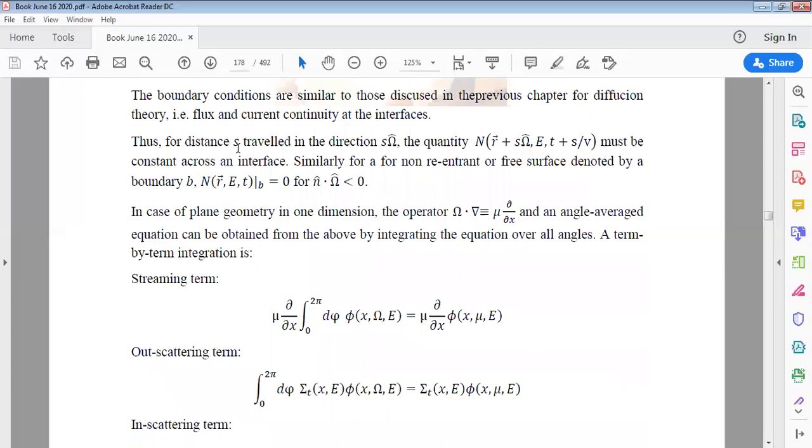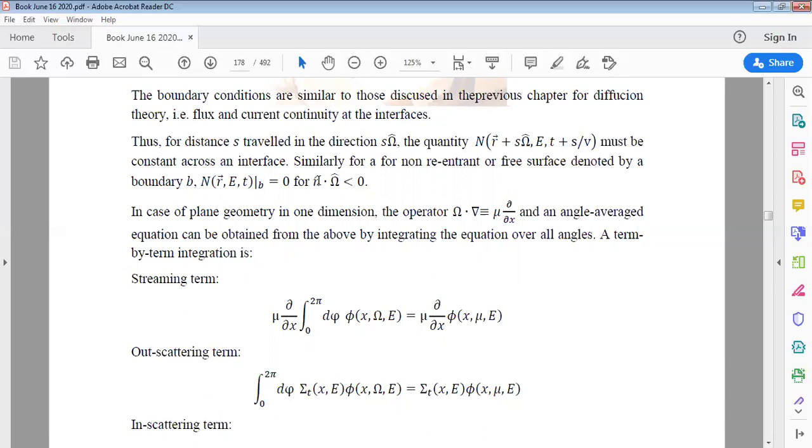So the flux and the current going out have to be continuous. If a neutron travels a distance s in the direction omega hat, then this quantity has got to be constant across the interface. In other words, the new position of the neutron, with the same energy at a later time, distance divided by speed, must be constant across the interface. So that is the interface condition.